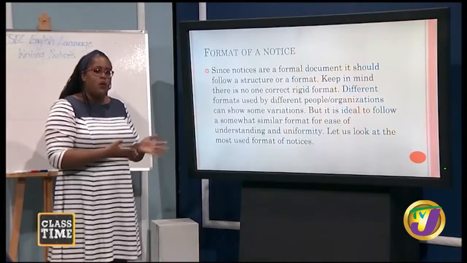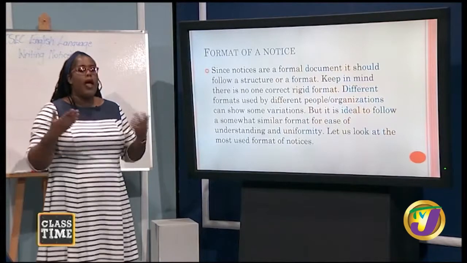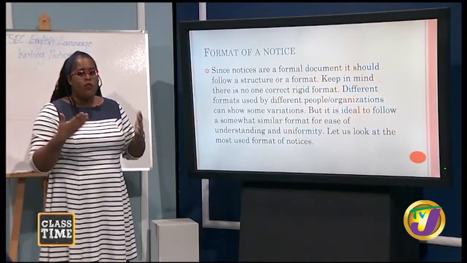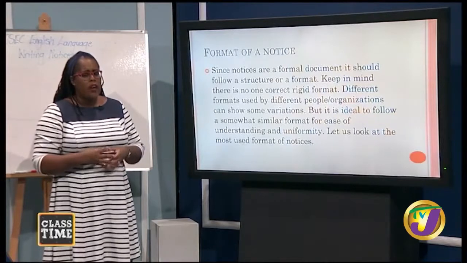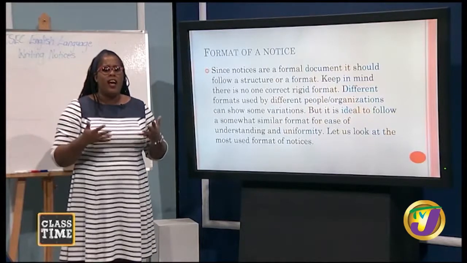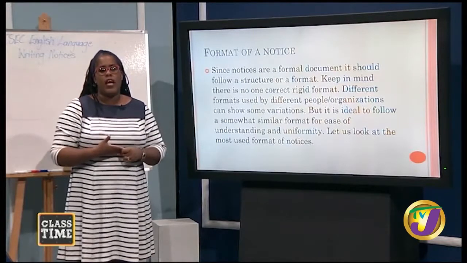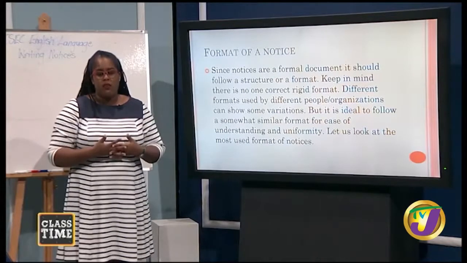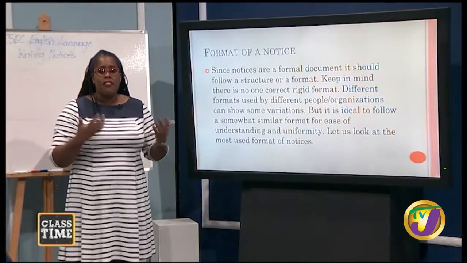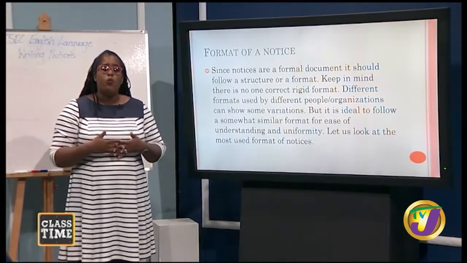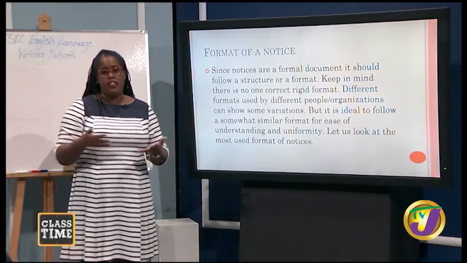So, and the notice is no different. You are expected to be concise, to the point, using simple language. Now, why is it important for you to be concise when we are looking at the notice? There is a reason for that.